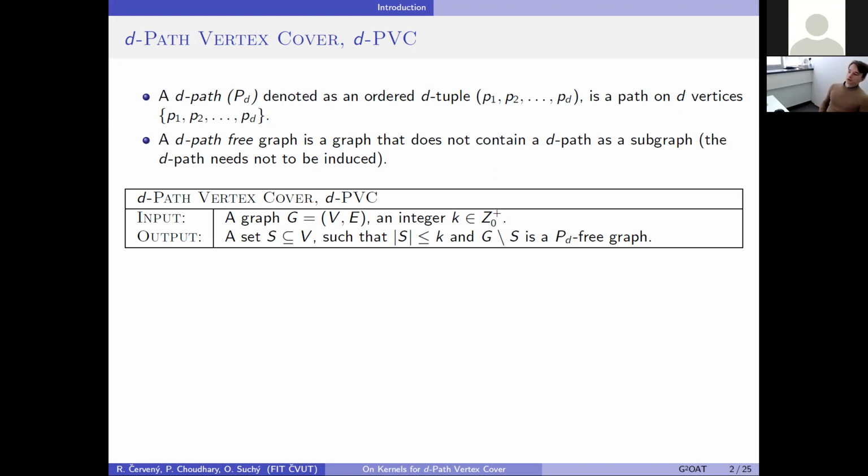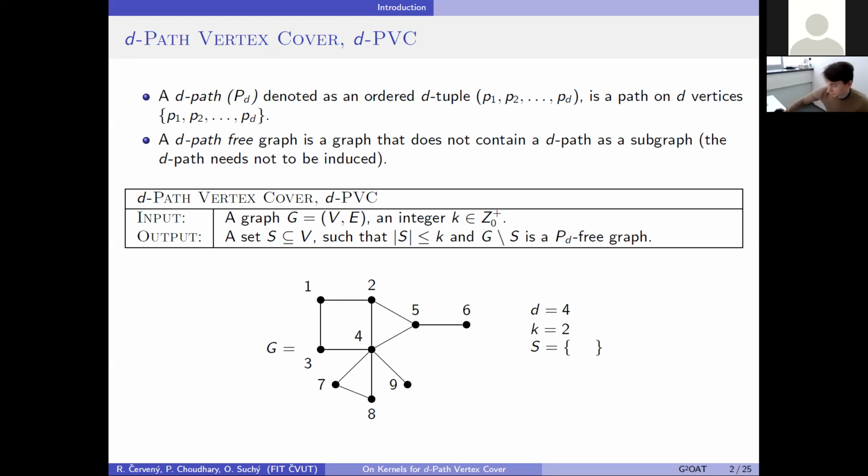Then we can define the problem. The dPath vertex cover, or d-PVC in short, takes as an input a regular graph and an integer k, and it asks us to find some small set S. The size should be less than or equal to k, that's our parameter, such that if we delete it from the graph, we delete all the dPaths in the graph. What remains will be a dPath-free graph.